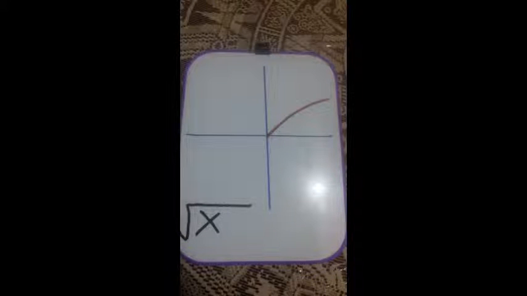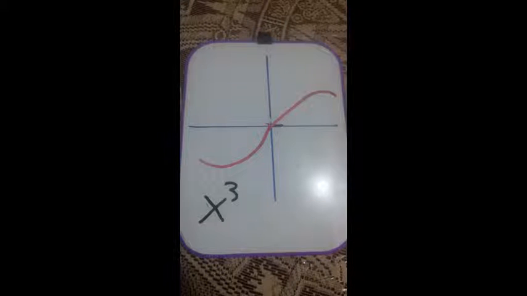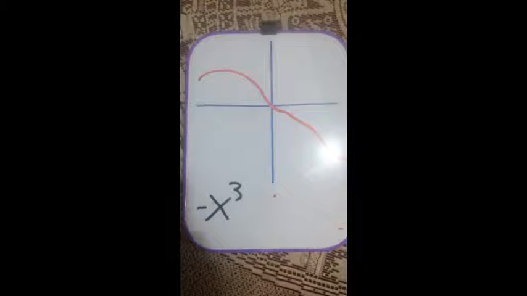When we have the square root of x, the graph will be like half of the U shape. When we have the negative square root of x, again it's half of the U shape, but to the opposite side. When we have x cubed, the graph will be like an S facing to the right. And when we have negative x cubed, the graph will be like an S but facing to the left. Now we can begin with continuity.